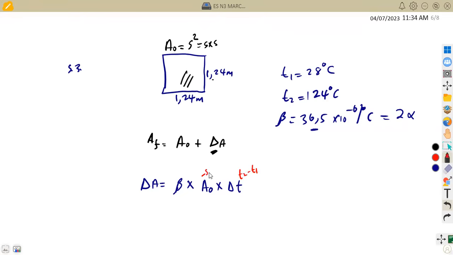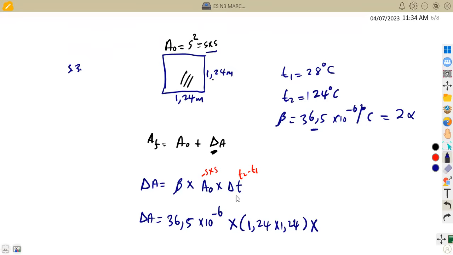This is the original area, which is side times side for a square. So we can calculate the change in area. We have got our beta, it was 36. This is 36, take note. So we've got 36,5 times 10 to the power of -6 times the original area, that's side times side, 1,24 times 1,24, or simply 1,24 squared, times the change in temperature T2 minus T1. Our T2 is 124. So that's 124 minus 28.